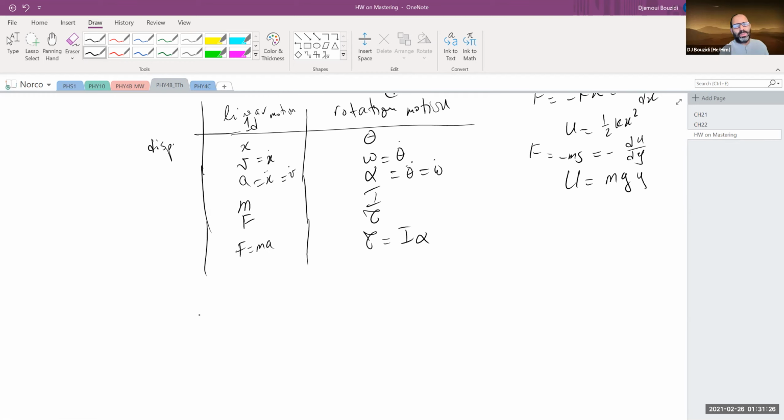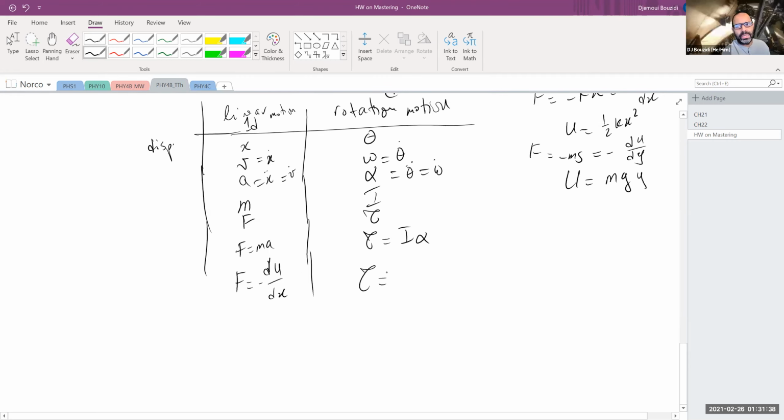So basically, one of the expressions that we use here for force that derives from potential is minus du over dx. So you use your dictionary. What is the equivalent of F? It's tau. Okay, the energy is the energy. It doesn't change. So what is the equivalent of x? It's theta. So that's basically the point of this question.